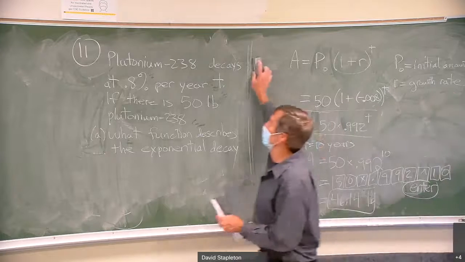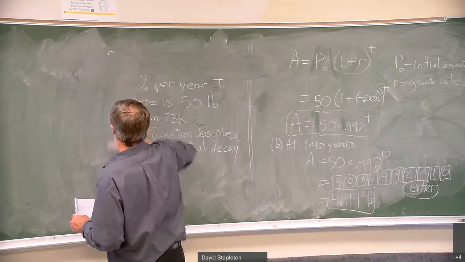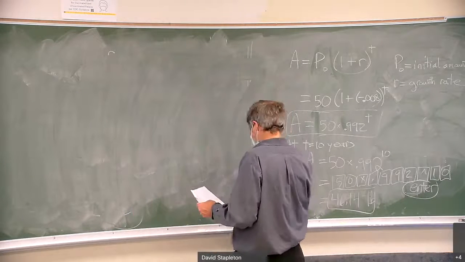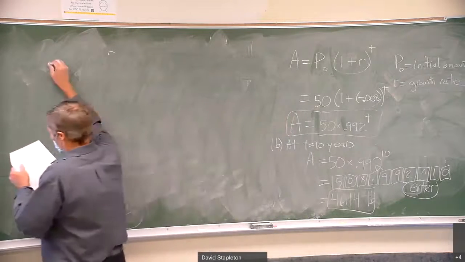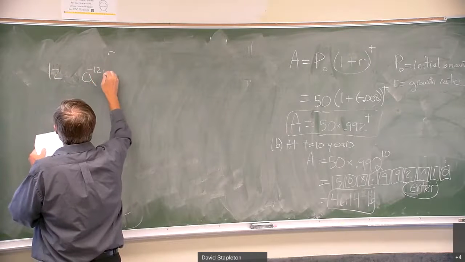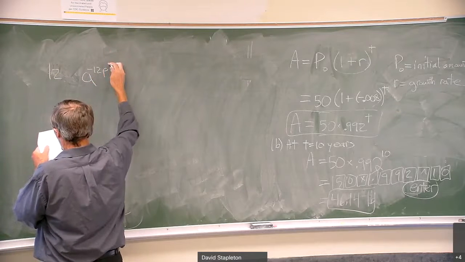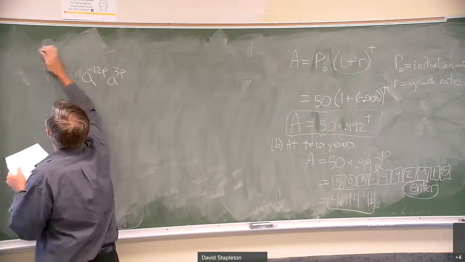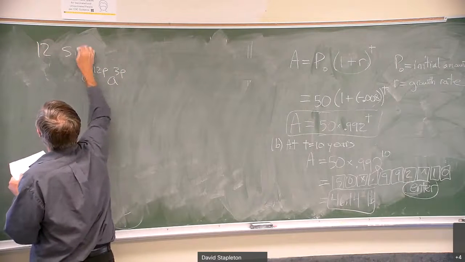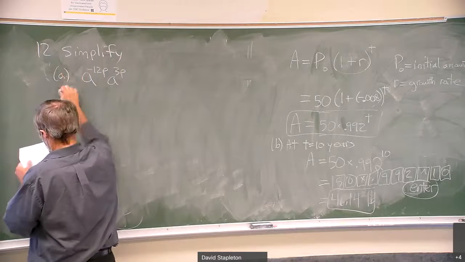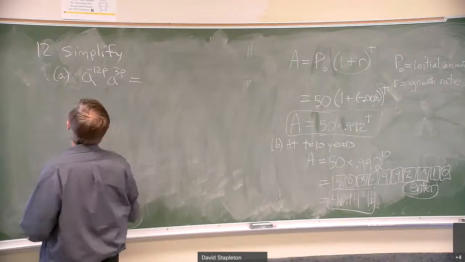Here's something I definitely want to ask you also. You have to be able to do these exponent properties. They are absolutely critical in all your later courses. You want to be good at them. Here's number 12. If I take a to the minus 12p times a to the 3p, I say simplify this. What do I get?